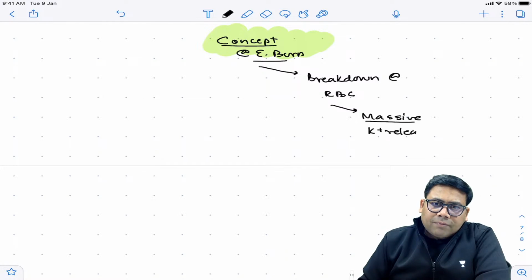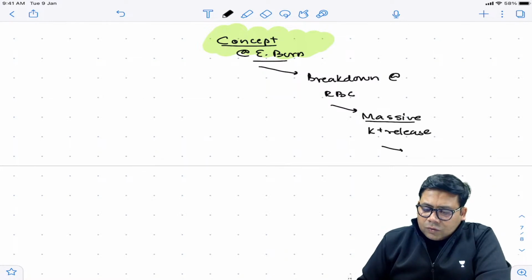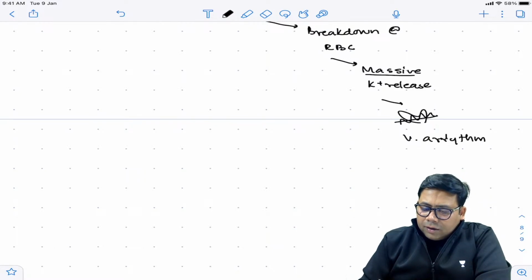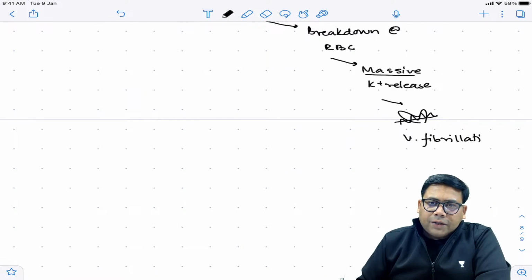And do you know this massive K plus release is going to cause stimulation of the heart? So ventricular arrhythmias is a big problem. Ventricular fibrillation, basically. This is the most common cause of mortality or death.